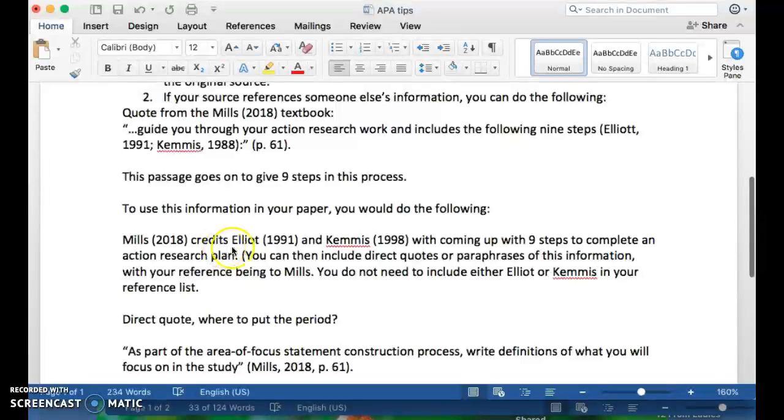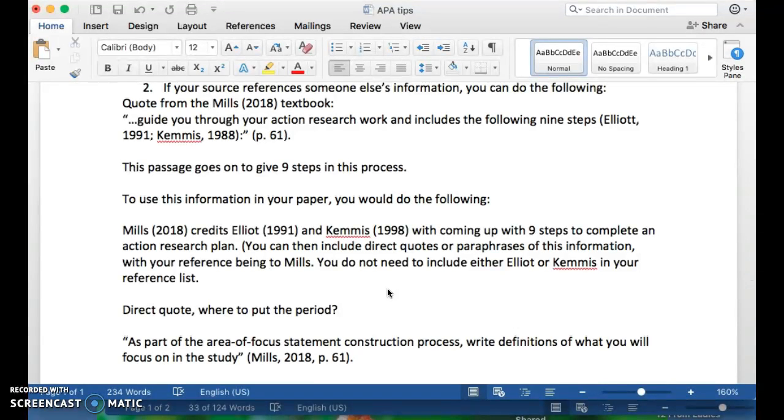So you might do something like this. Mills, 2018, credits Elliot and Kemmis, and you would put the dates of their publication, with coming up with 9 steps to complete an action research plan. So here you're paraphrasing what Mills has said. Then, if you want to, include direct quotes or paraphrase from the information that Mills has in that book about the work that came originally from Elliot and Kemmis. So you could either do a direct quote because he hasn't directly quoted them, or you could do a paraphrase of the information in those 9 steps.